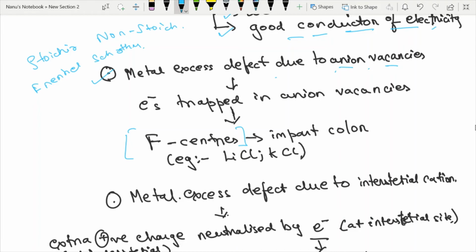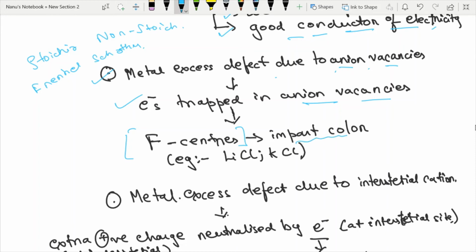If you cover the whole thing, I don't know how you guys will revise. So anyways, the metal excess defect due to anion vacancies is very important. If the anion place is vacant, then to make up for it, the electrons get trapped in the anion vacancies, right? And because of this trapped electron, some F centers are created which impart color, right?